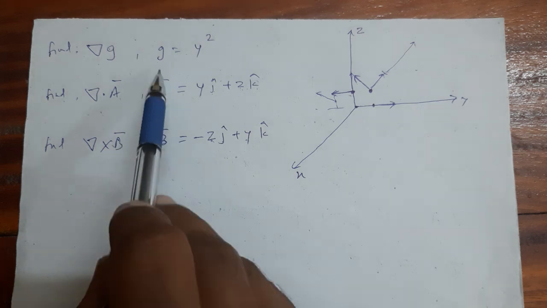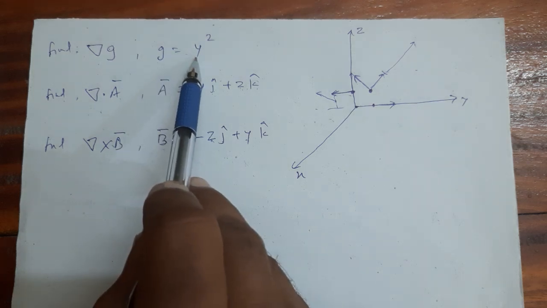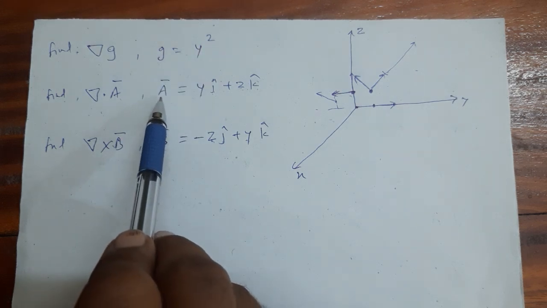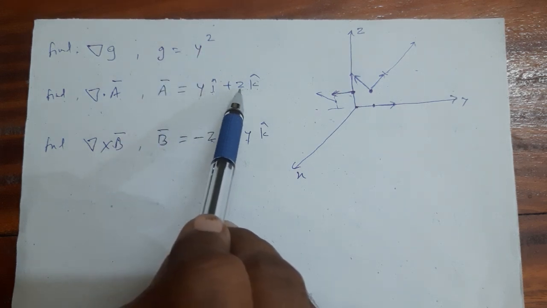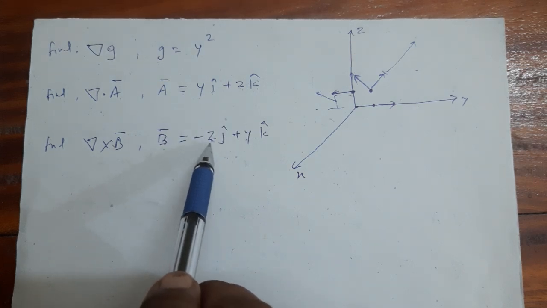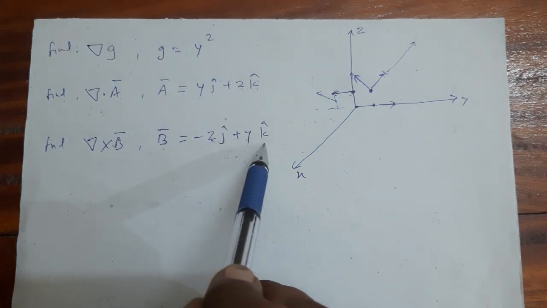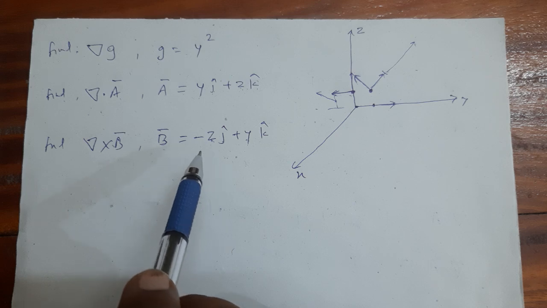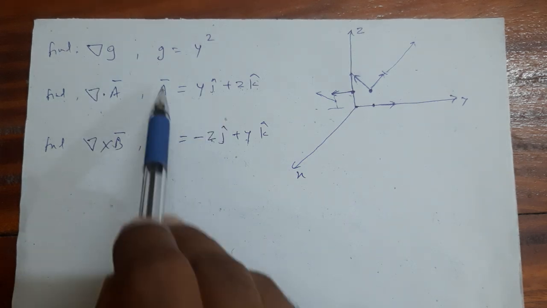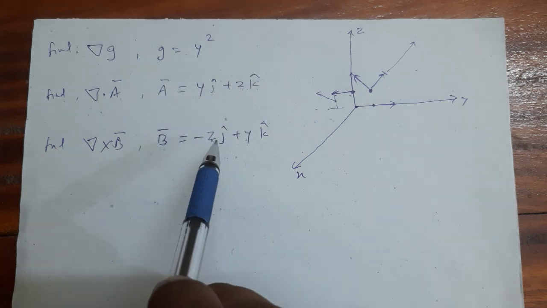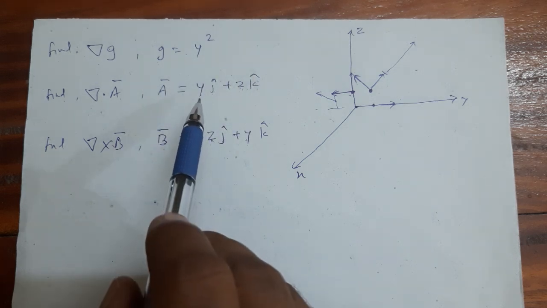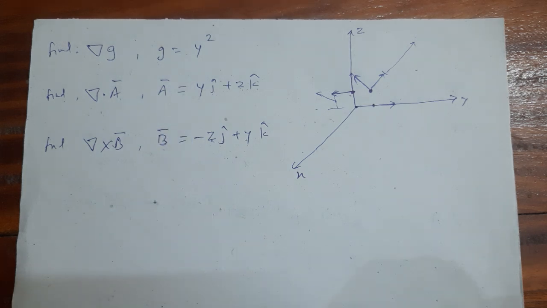Suppose g is the scalar function equal to y square. For simplicity, a bar is the vector function y j cap plus z k cap, and b bar is the vector function minus z j cap plus y k cap. Then to understand the significance of these three quantities, first of all we will have to plot them on the Cartesian coordinate system. Now these vector functions and scalar functions are just for understanding.